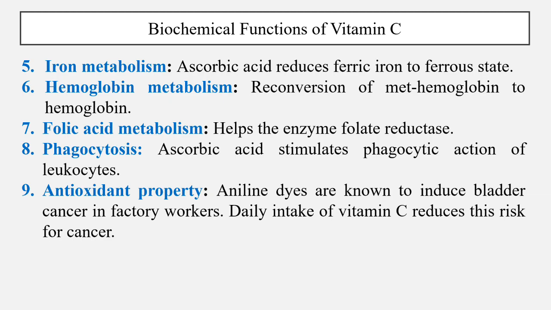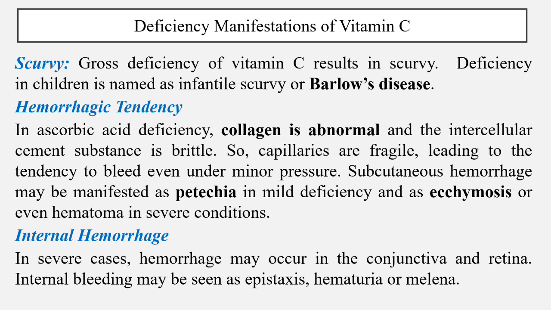So daily intake of vitamin C reduces the risk of cancers. Other vitamins, like vitamin E and beta carotene of vitamin A, also have antioxidant property. Deficiency manifestation of vitamin C is mainly scurvy. In children it is called infantile scurvy or Barlow disease. Just remember infantile scurvy and scurvy in adults.